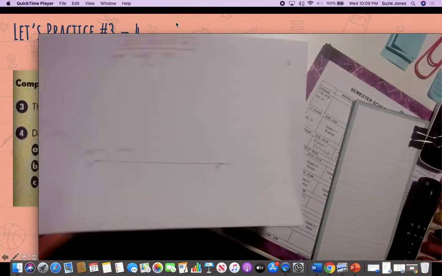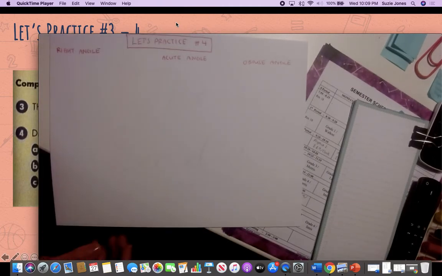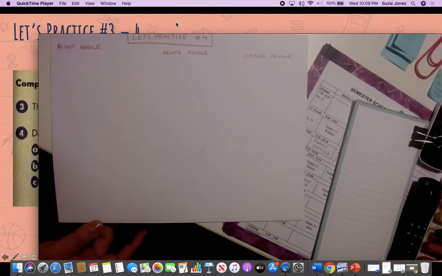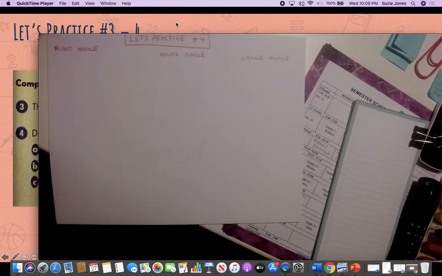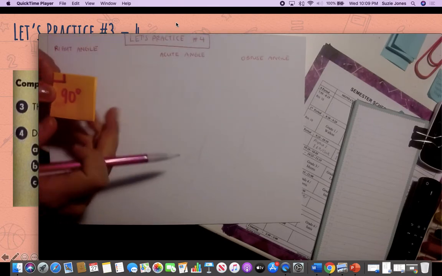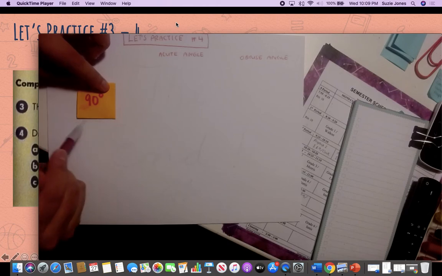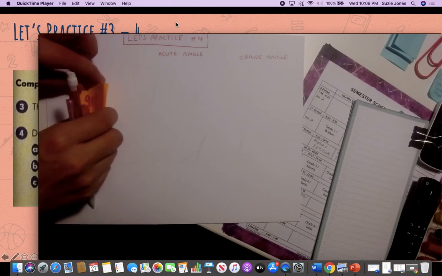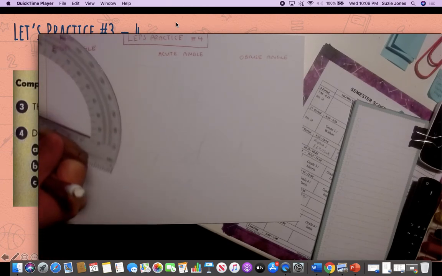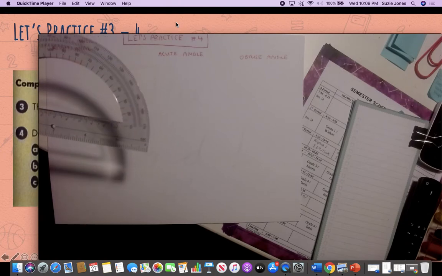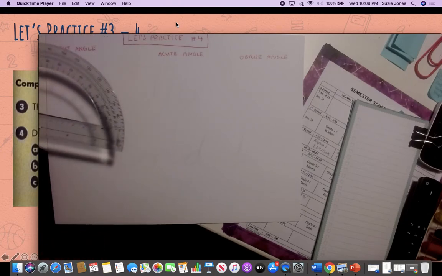Okay. All right. And now, let's see. I have to draw a right angle. Now, with the right angle, remember, we don't have to use a piece of paper anymore like this, to draw a right angle, because you guys are learning how to draw angles with a protractor. Now, a right angle is 90 degrees.